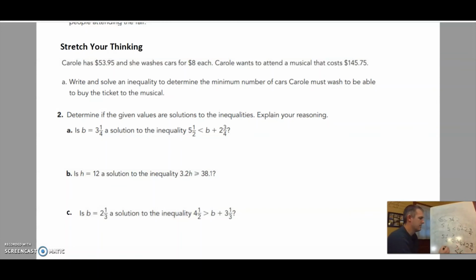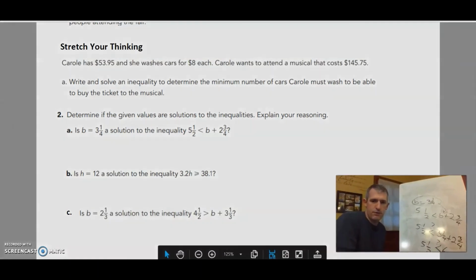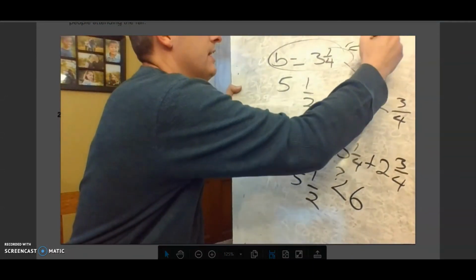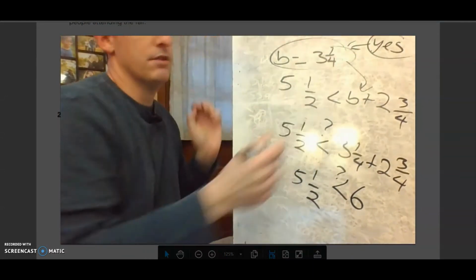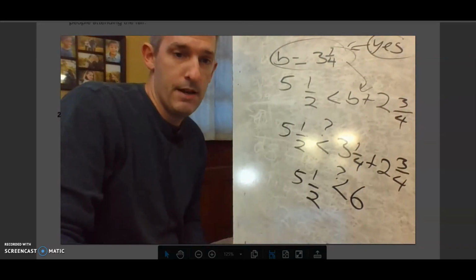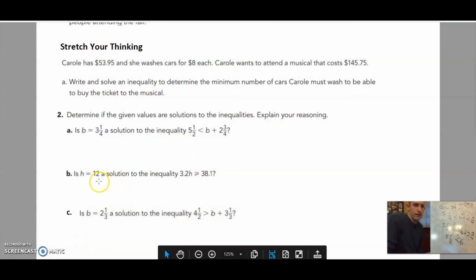Is that a true statement? Is 5 1/2 less than 6? Yes, that's true. So is this a solution? We would say yes, it is a solution. It makes the statement true. All right, let's try one more.